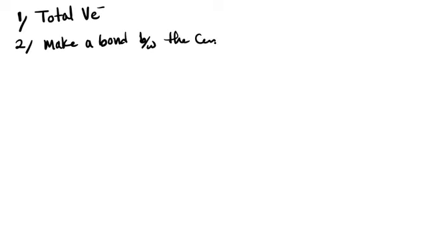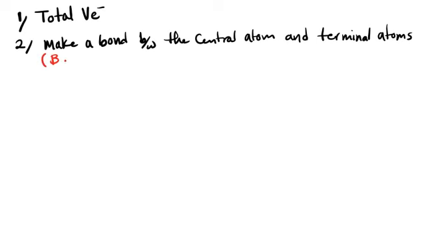So first, we need to find total valence electrons. Second, make a bond between the central atom and terminal atoms. Let me call those bonding electrons. And number 3, we are going to calculate non-bonding electrons by one easy calculation: total minus bonding electrons. We are going to see what that means.